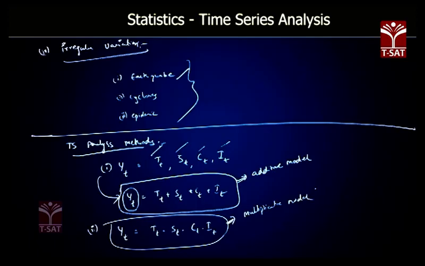Now when we write in the mathematical form, YT is equal to addition of all the variations, that is the additive model. And in the same way, when you multiply all the values, it will become the multiplicative model. So these are the two models for the time series data. One is the additive model and one is the multiplicative model. In the additive model, all will be acting independently. In the multiplicative model, all will be acting in a proportional way.